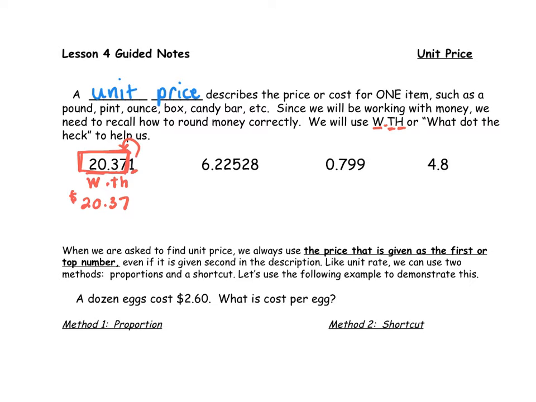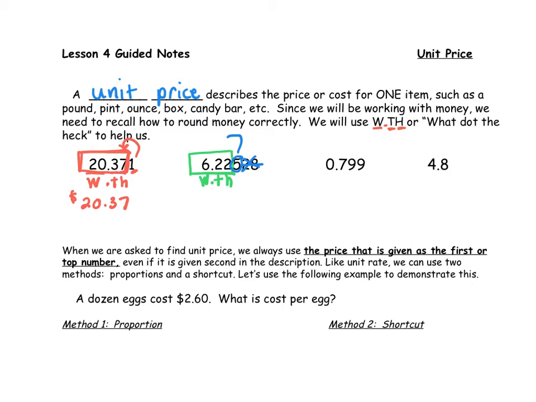Our next number, again, we're going to put our W underneath the 6, dot where the decimal is, T and H. And we're going to chop off everything else that's there. So it's either going to be $6.22 or $6.23. Now it's important that you know the only number that we look at, that we don't care about the 2 and the 8, we only care about the number right behind where we chopped off the number.